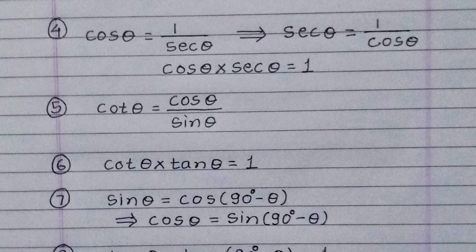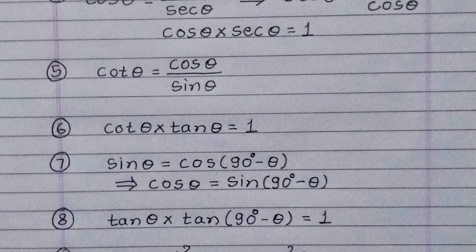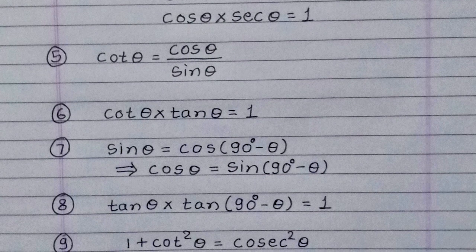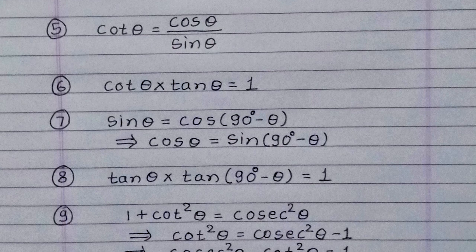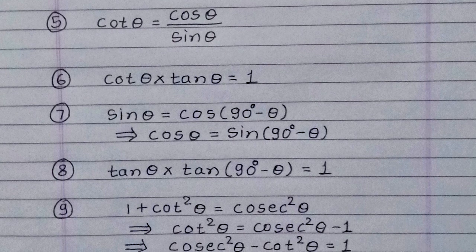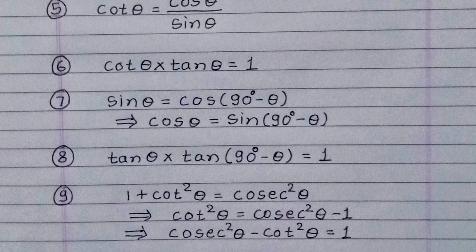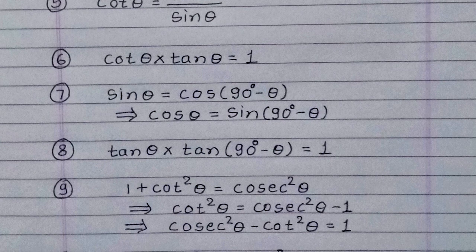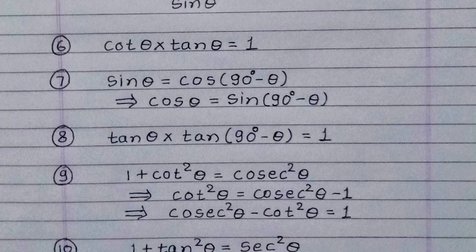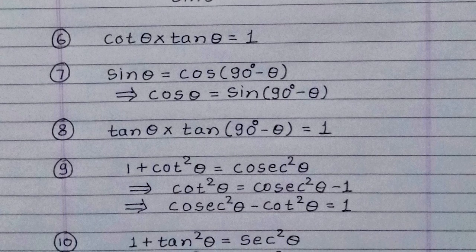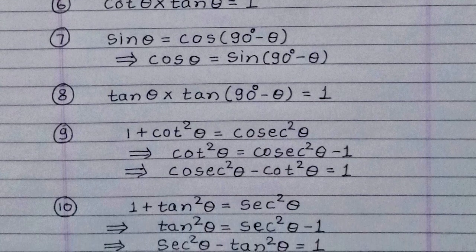Cot theta is equal to cos theta upon sin theta. Next, cot theta into tan theta. They are reciprocal of each other, so it is equal to 1. Sin theta is equal to cos 90 minus theta, while cos theta is equal to sin 90 minus theta. Check out the change. Yes, only interchange, and you get a new formula or new trigonometric ratio, you can see. Next, tan theta into tan 90 minus theta is equal to 1.